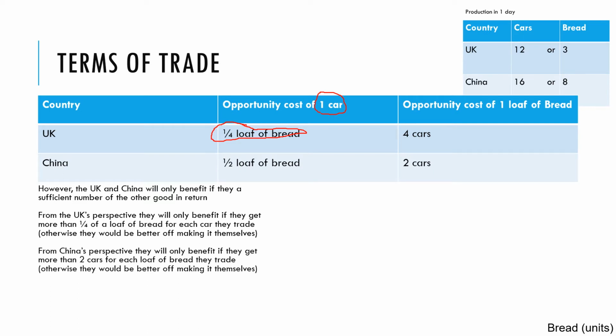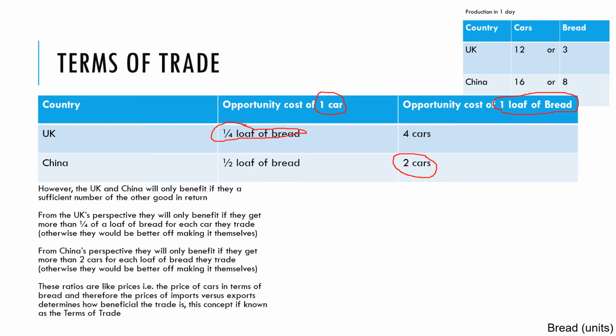From China's perspective, they are making loaves of bread. Now remember, when they choose to make a loaf of bread, they could instead have made 2 cars. So if they're going to make a loaf of bread and send it to the UK, they're going to need to receive more than 2 cars for them to be better off than what they could have done themselves.